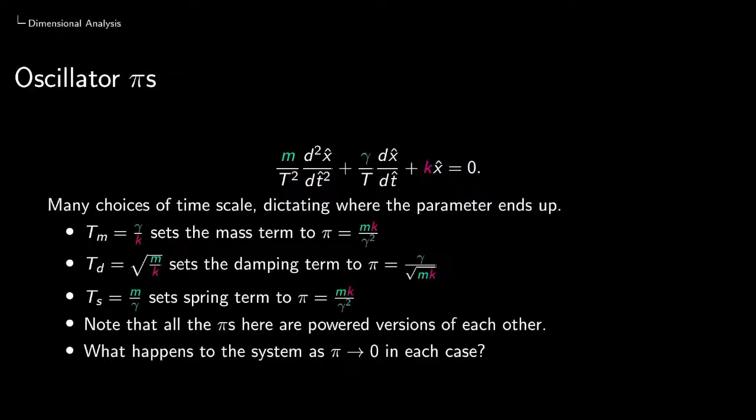So if we look at the first and the third one, we see that as pi goes to 0, that's going to suggest something like either the mass is going to 0 or the spring constant is going to 0. And therefore we're going to expect some sort of damped behavior. Whereas on the damping term, if we use that time scale, in that case, if pi is going to 0, gamma is going to 0. And if gamma is going to 0, that means we're going to a no damping case. And if we have a no damping case, we're going to get perfect oscillation.